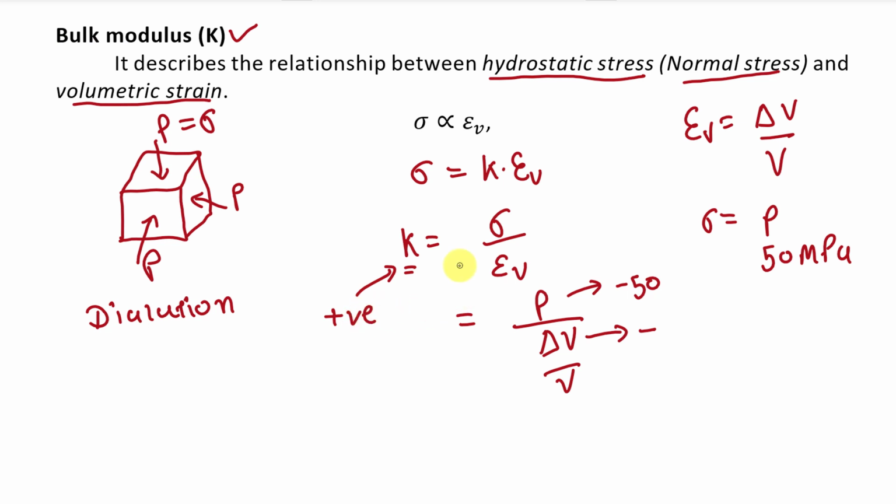Okay. Now what will be the unit of K? We know the unit of stress, right? It is the same as discussed earlier. And what is the unit of epsilon V? We know that epsilon V, meaning volumetric strain, is unitless, right? So the unit of K, meaning the unit of bulk modulus, will be the same as the unit of stress. So the unit of K will also be Newton per meter square or Newton per mm square or megapascal, or we can say gigapascal.